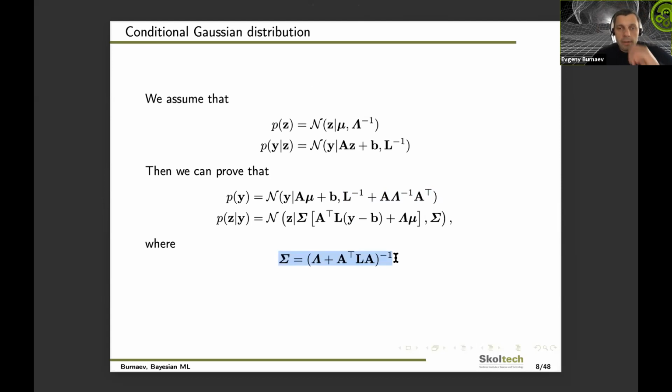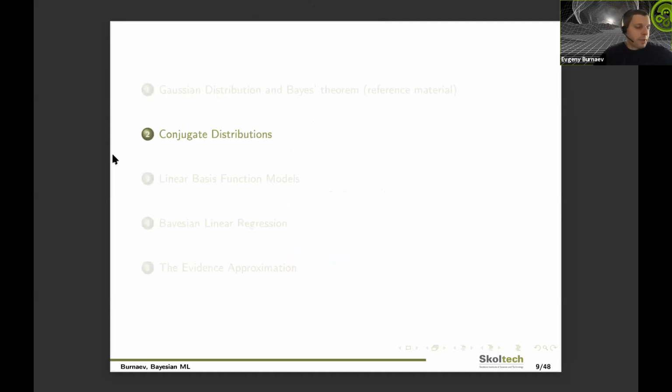I'm not providing any proofs here because these proofs are very simple and technical. You just need to use the Bayesian formula and consider the exact expression for the multidimensional Gaussian density, and that's it. You manipulate the terms and you get this conclusion. Any questions so far, guys? Okay, there are no questions. I hope that everything is clear.